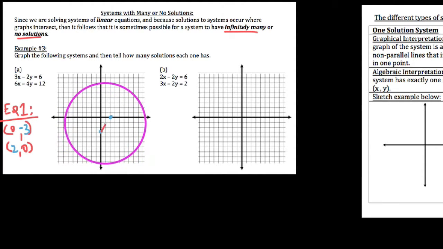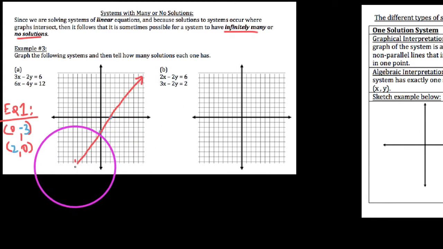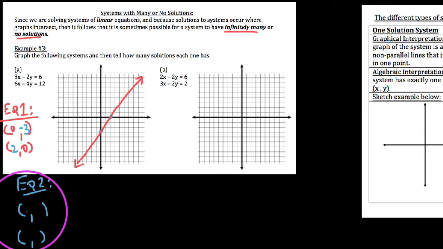We're going to carefully graph this in. We want it as straight as we possibly can. So here's our first equation right there. And then our second equation, 6x minus 4y is 12. Let's find its intercepts, EQ2. Plugging in 0 for x gives us negative 4y is 12, so we get negative 3 as our y-intercept. And plugging in 0 for y, we get 6x equals 12, which means our x value must be 2, dividing both sides by 6. So we get (2, 0) and (0, -3).